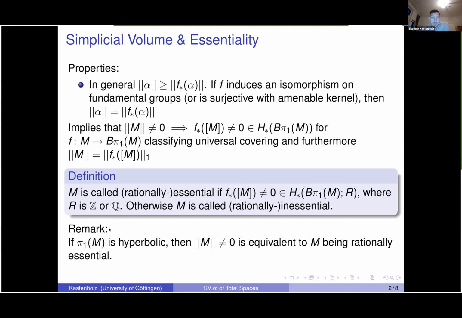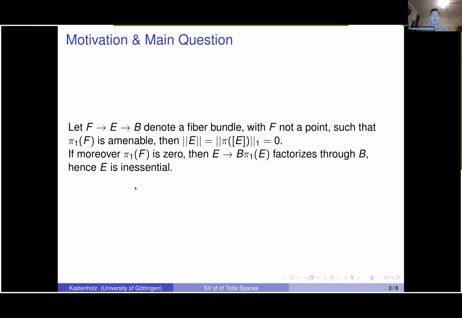And if the fundamental group happens to be word hyperbolic, then the simplicial volume being non-zero is actually equivalent to being rationally essential. Sorry. So in that case, again, there's a stronger connection between these two notions. And so, before I can tell you about our results, let me do a little bit of motivation first.